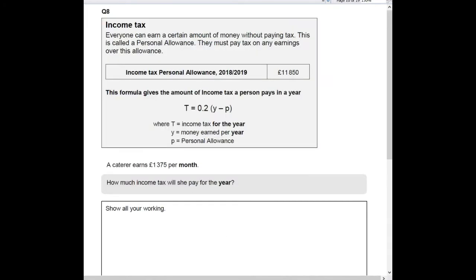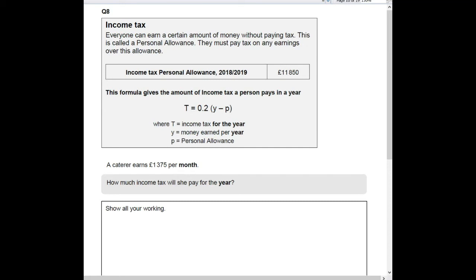Question 8. Income tax. Everyone can earn a certain amount of money without paying tax. This is called a personal allowance. They must pay tax on any earnings over this allowance. So the income tax personal allowance for 2018 and 19 was £11,850.